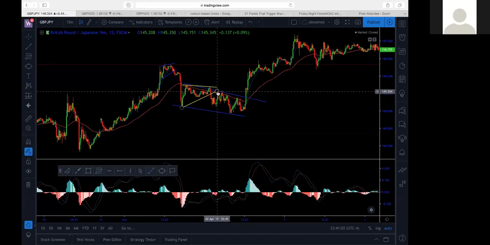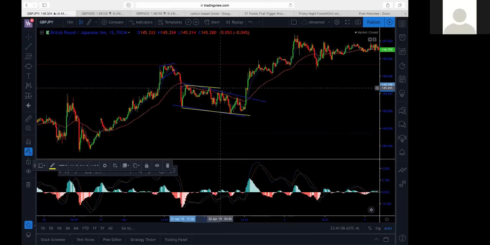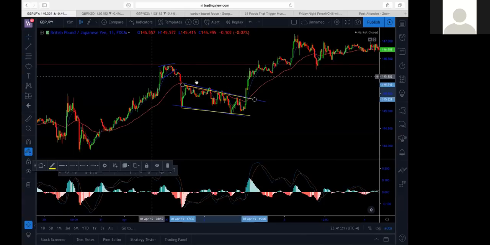Okay. But your expectations have to be flexible. Strict with your rules, flexible with your expectations. That went from a bearish flag to a descending channel. So what's the difference between the flag and the channel?